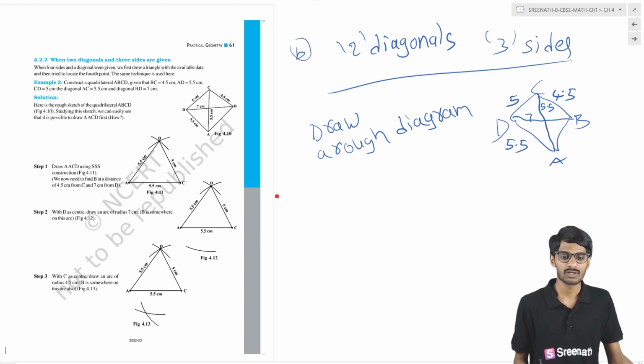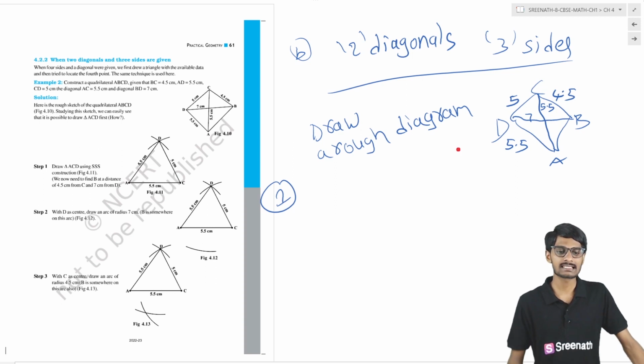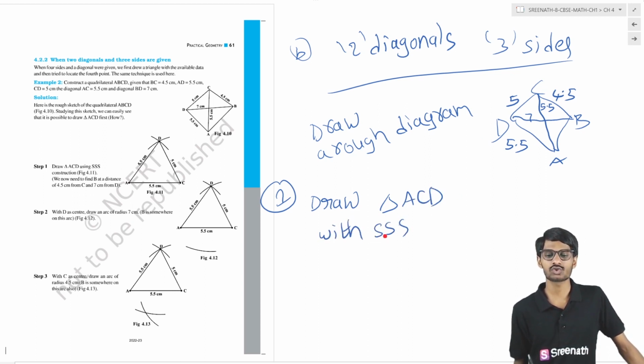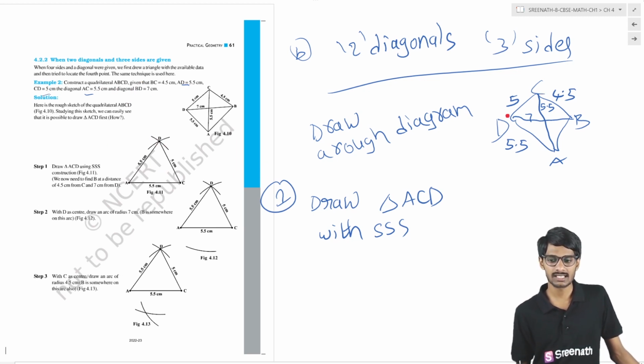And what is the first step? In the first step, how many sides do you know here? If you clearly see, this side you know, this side you know, and this side also you know, that is 5 centimeters. So first draw triangle ACD with SSS construction. You know the value from A to C, that is given as AC, the value from A to D, that is AD, and the value from C to D, that is CD. With these 3 sides you have to draw a triangle like that. Okay, students, that is step 1.